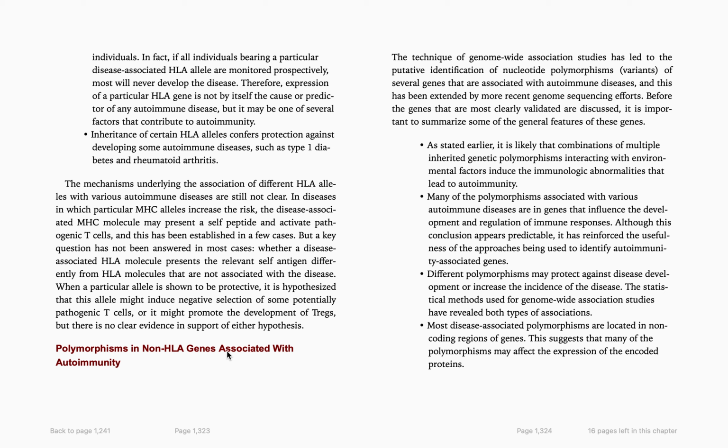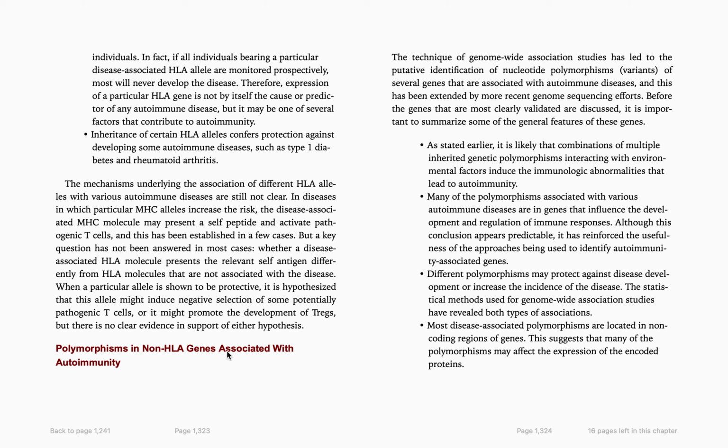In diseases in which a particular MHC allele increases the risk, the disease-associated MHC molecule may present a self-peptide and activate pathogenic T cells, and this has been established in a few cases. But a key question has not been answered in most cases: whether disease-associated HLA molecules present the relevant self-antigen differently from HLA molecules that are not associated with the disease. When a particular allele is shown to be protective, it is hypothesized that this allele might induce negative selection of some potentially pathogenic T cells, or it might promote development of Tregs, but there is no clear evidence in support of either hypothesis.